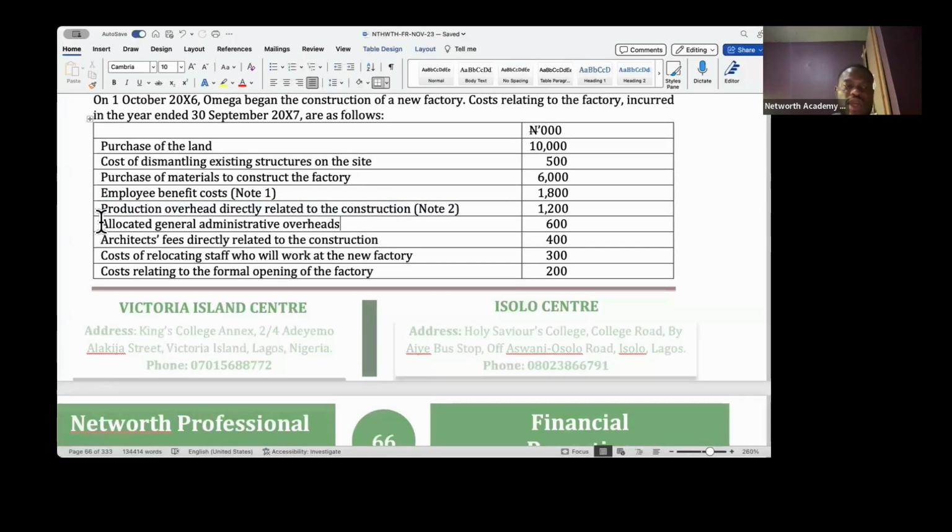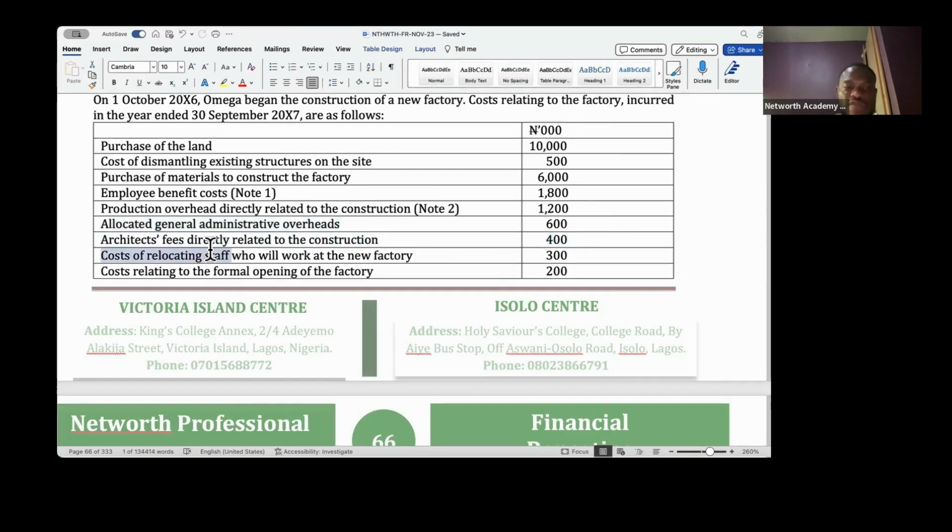The next one is allocated general overheads. General overhead, whether allocated or unallocated, should be expensed. So this 600 will not be capitalized. Next one is architect fees. Architect fees should be capitalized, yes.